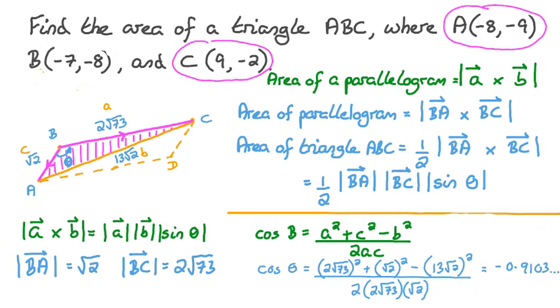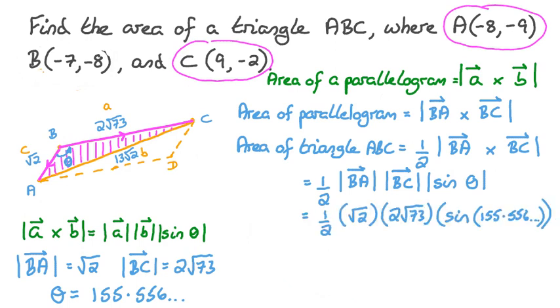Typing the right-hand side of the equation into our calculator gives us negative 0.9103 and so on. We can then take the inverse cosine of both sides of this equation such that theta is equal to 155.556 and so on degrees.